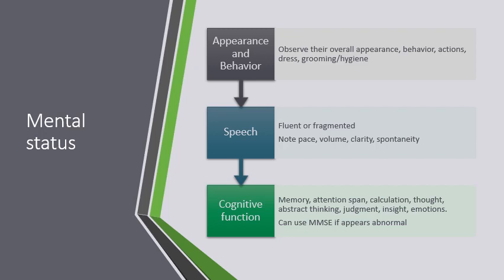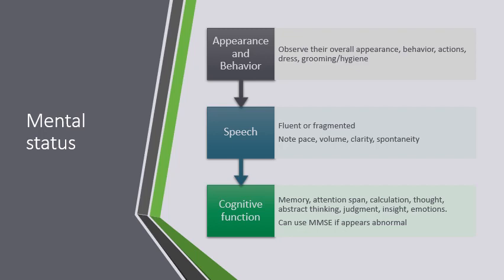And then think about their cognitive function. So how is their memory, their attention span? Can they do calculations? So count back from 100 by 7. Their thought process, abstract thinking, judgment, insight, emotions. All of those things are critical concepts when you're thinking about the person's overall mental status.